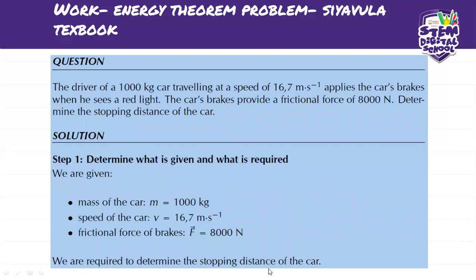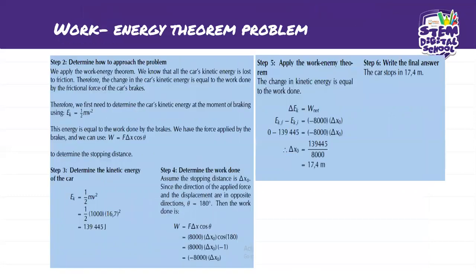Okay, so first of all, we need to write what do we have. What do we have in this case? We've got the speed, which is in meters per second, and we've got the mass of the car, which is 1,000 kilogram, and we've got the frictional force, which is 8,000 newton. So we are required to determine the stopping distance of the car.